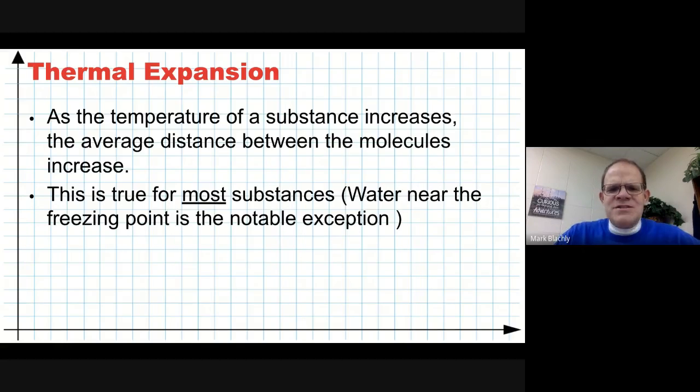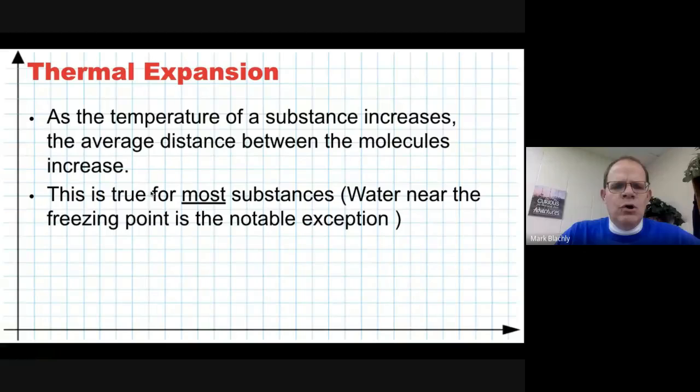So ice, right when it freezes, expands a little bit. That's an exception. Almost all of nature works the opposite. As things cool, they get smaller.